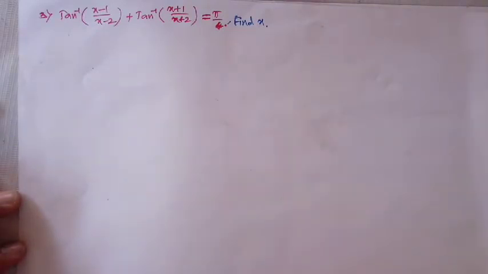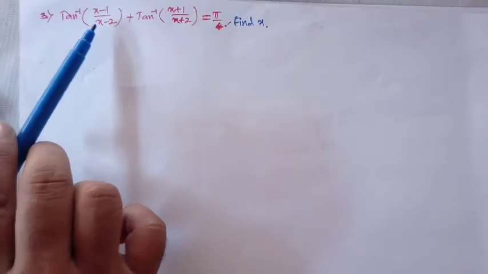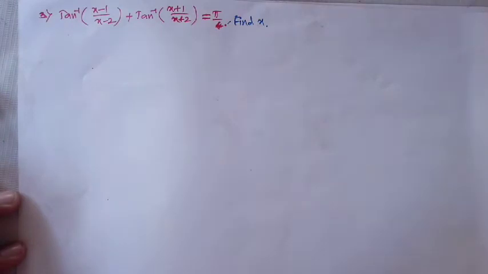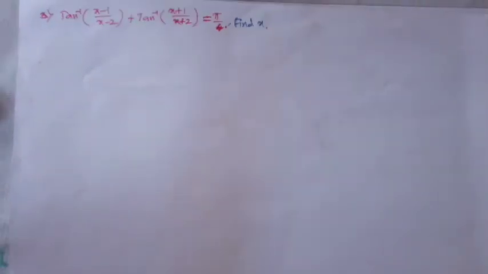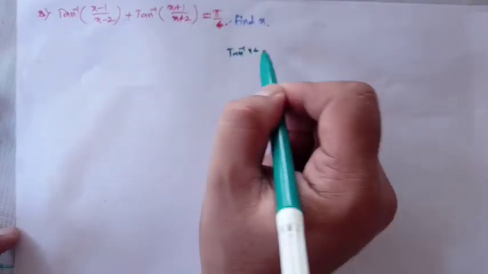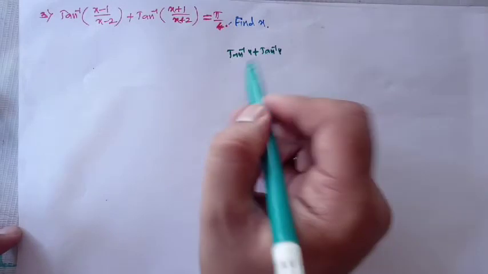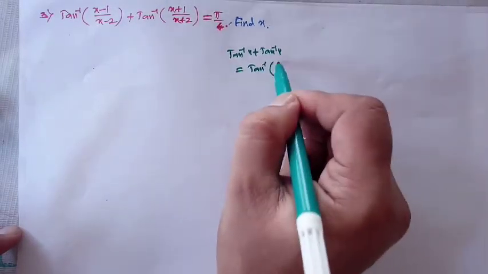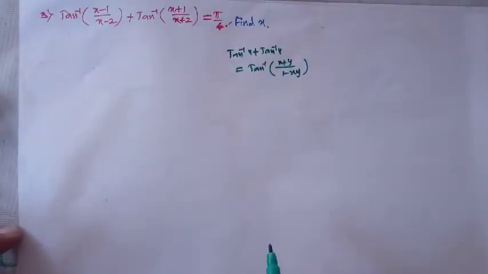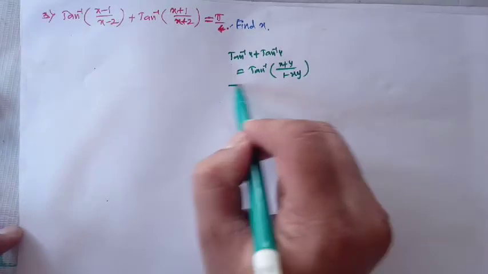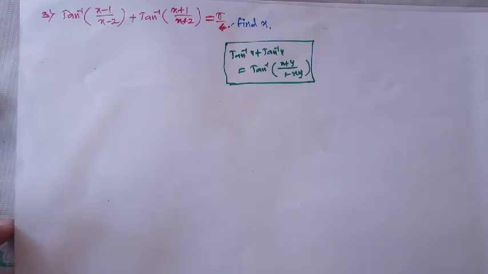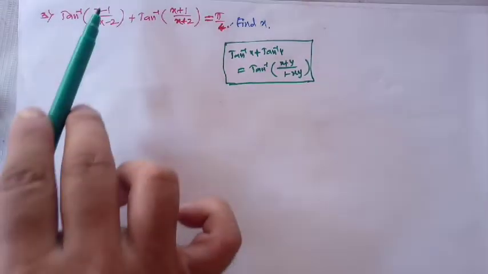Coming to the next question. Tan inverse of x minus 1 by x minus 2 plus tan inverse of x plus 1 by x plus 2 is equal to pi by 4. So for this question we can use the formula tan inverse of x plus tan inverse of y is equal to tan inverse of x plus y by 1 minus xy. So we use this formula, and understand x can be taken as x minus 1 by x minus 2.